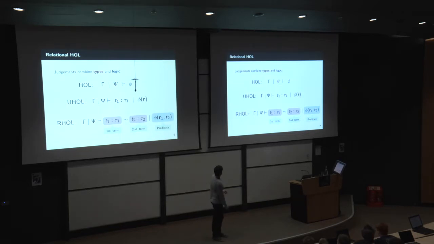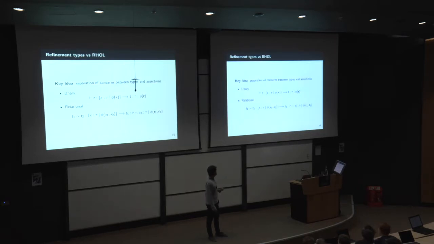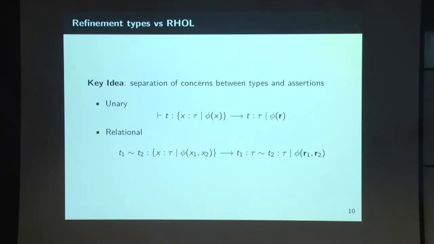Okay, so this might look similar to refinement types, but there's a key difference, which is that there's a separation of concerns between types and assertions. In the generic case, this does not matter that much, but in the relational case, the formula is actually part of the type in some way. In our system, the formula is separate from the type. You are at the same time deriving a typing judgment and a logical formula, but the logical formula is not part of the type itself.